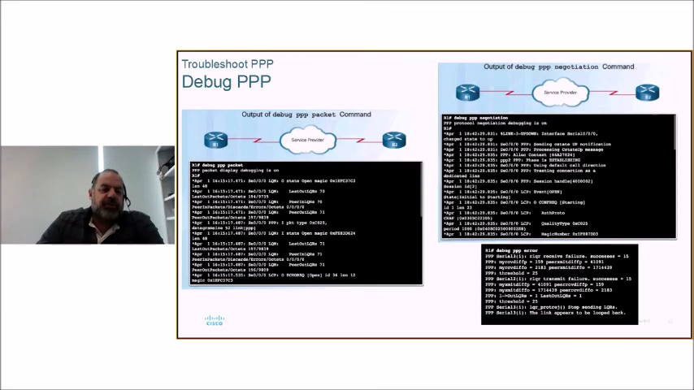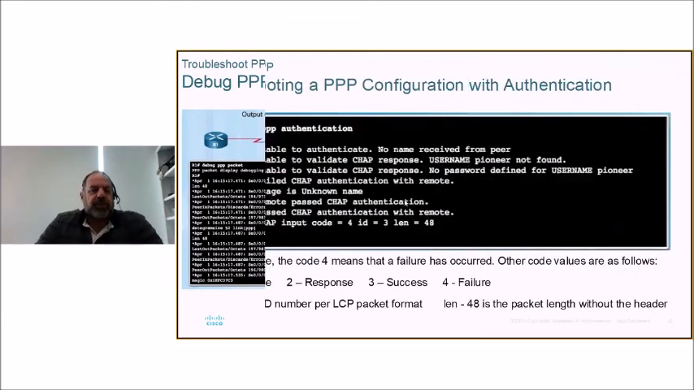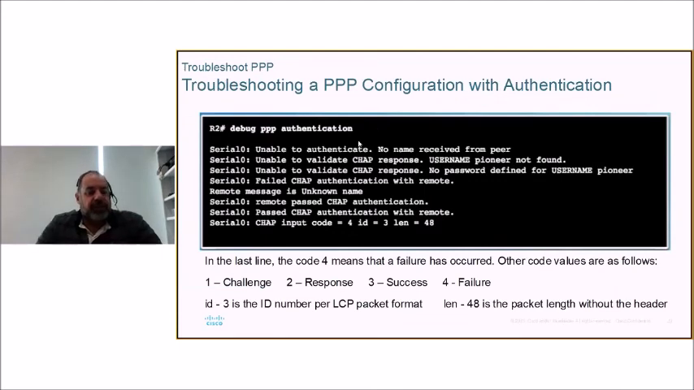Okay, so debug PPP packet, as it says, shows you everything. Negotiation shows you just when it's negotiating stuff. PPP error, whenever there's errors. I use this regularly, especially when we're doing practical tests. Debug PPP authentication: I'll turn that on, then I'll turn on the interface and see what happens. As you can see, there's challenge, response, success, and failure.